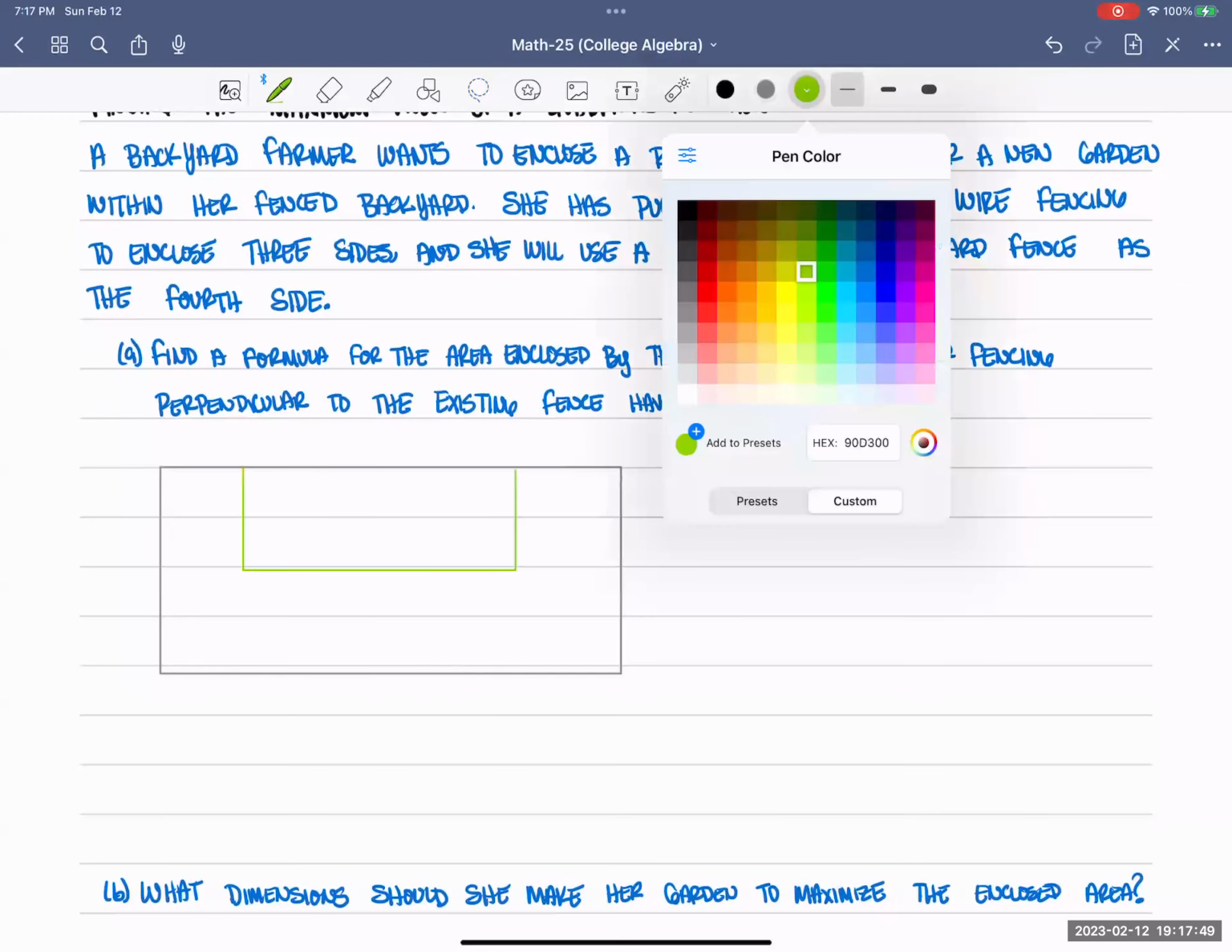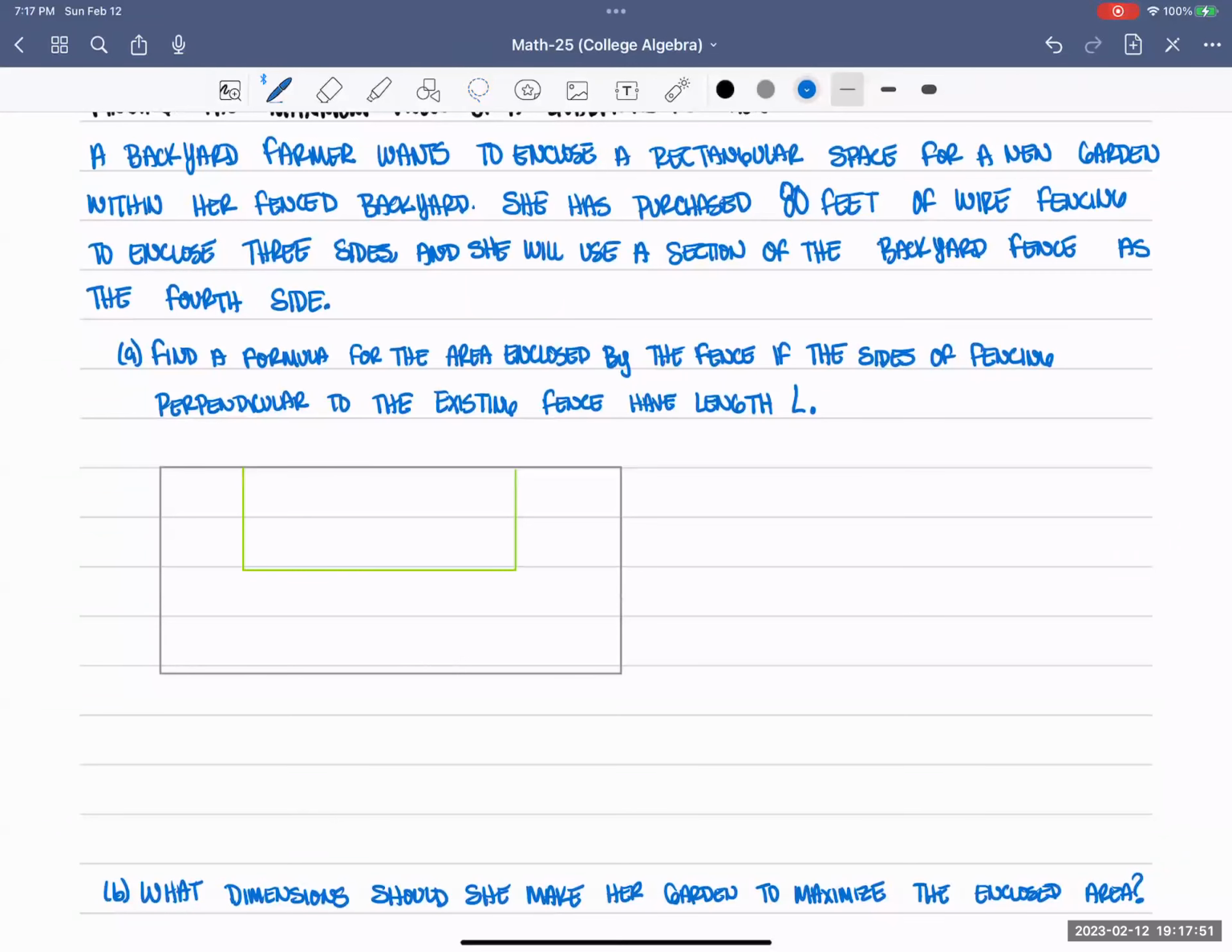Let's see if we have that right. A backyard farmer wants to enclose a rectangular space for the new garden within her fenced backyard. She has purchased 80 feet of wire fencing to enclose 3 sides. So we have 1, 2, and 3 sides, and she will use a section of the back fence as the 4th side. So this one, we're not including that fencing.